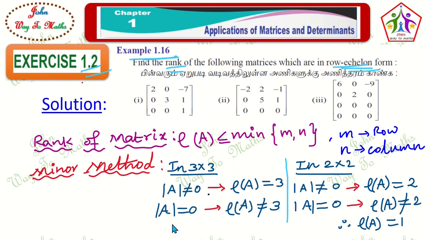In case the determinant of A is 0, then the rank of the matrix rho of A does not equal 3. So next I am going to check the 2 by 2 minor matrices. I am going to choose a 2 by 2 matrix and take its determinant value. If the determinant value does not equal 0, then rho of A is equal to 2; that order becomes the rank. In case the 2 by 2 determinant is 0, then the rank of the matrix does not equal 2. So finally, the rank of the matrix rho of A is equal to 1.